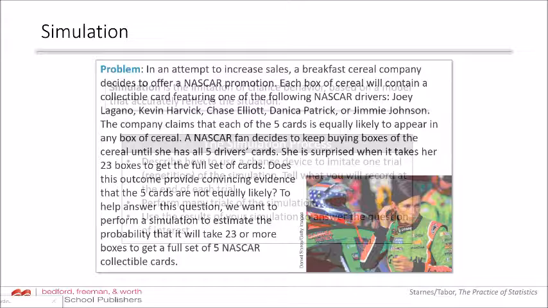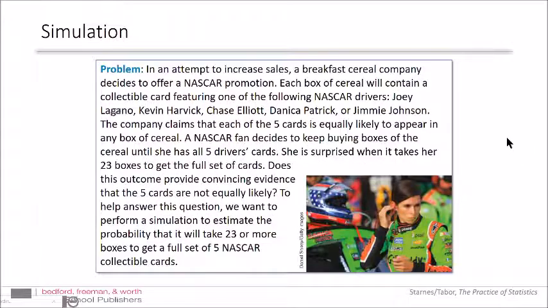All right. So we're going to go through a couple examples together. In an attempt to increase sales, a breakfast cereal company decides to offer a NASCAR promotion. Each box of cereal will contain a collectible card featuring one of the following NASCAR drivers. I don't even know who these people are. You might. So here's your 5 drivers. The company claims that each of the 5 cards is equally likely to appear in any box of cereal. A NASCAR fan decides to keep buying boxes of the cereal until she has all 5 drivers' cards.